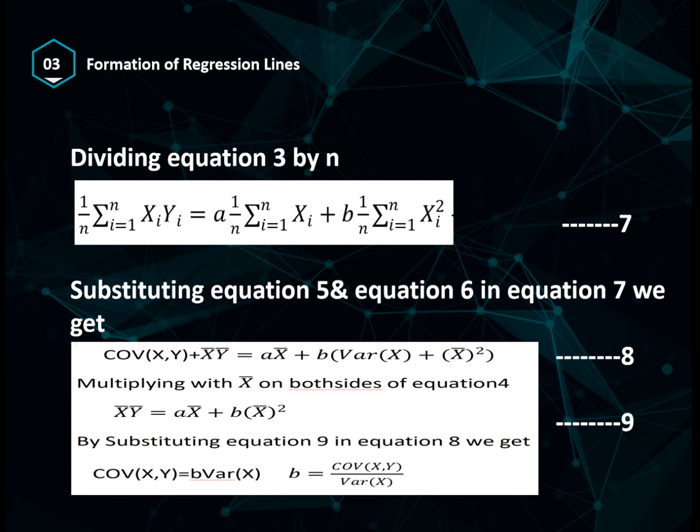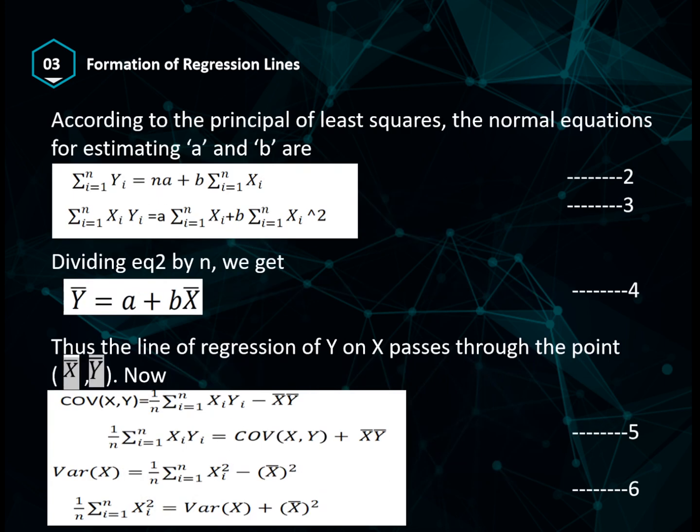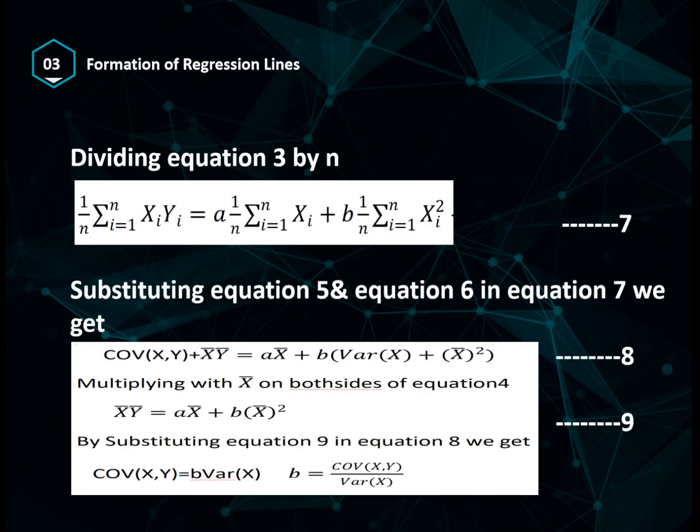Let us now multiply with x bar on both sides of equation 4. Let us see equation 4 once. Equation 4 is y bar is equal to a plus b x bar. After multiplying it with x bar, we are going to get x bar y bar is equal to a x bar plus b x bar square.